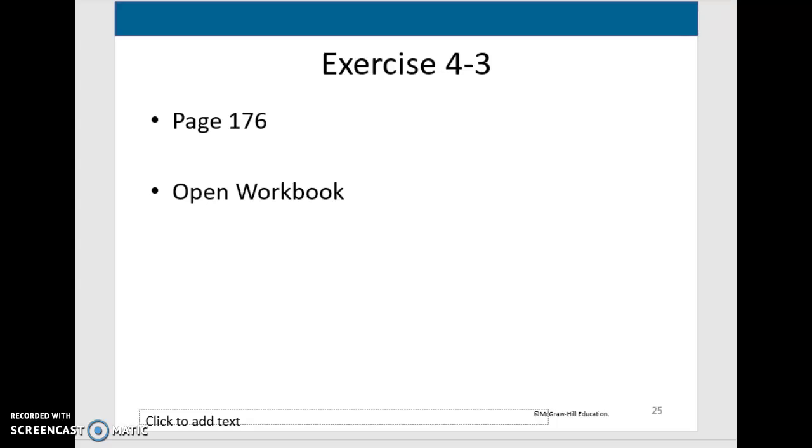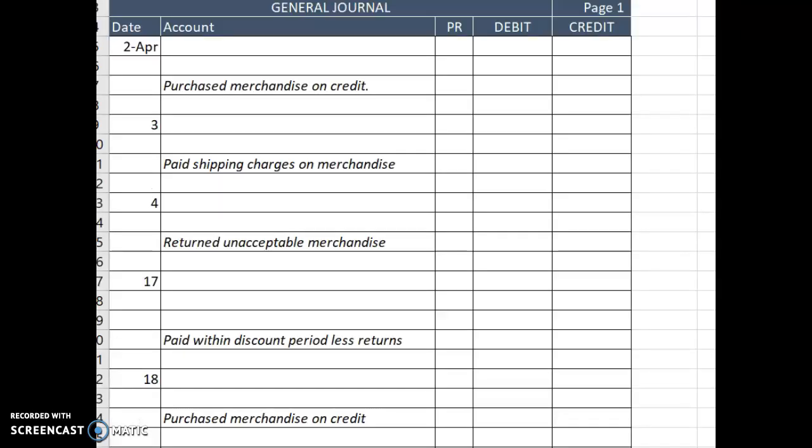I'm going to ask you to pause here, open up the workbook for this lesson, and we're going to walk through exercise 4-3. So you have your Excel worksheet open, and we're going to enter the transactions for this merchandiser. We're going to prepare the entries for a retail store. The company uses a perpetual inventory system and the gross method of recording the costs.